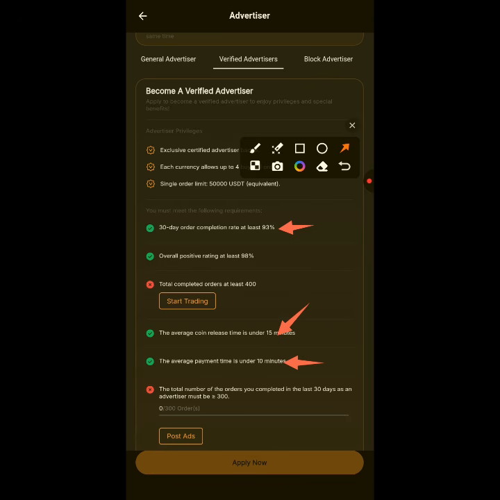Okay. So here is the total amount of orders you have completed in the last 30 days as an advertiser. So as an advertiser, you must have been a general advertiser before you were accepted as a verified advertiser. Let me just tell you something. If you have been a general advertiser first, this one will not be a problem, and this one will not be a problem. So what it means is that you cannot be a verified advertiser without first becoming a general advertiser. All right.